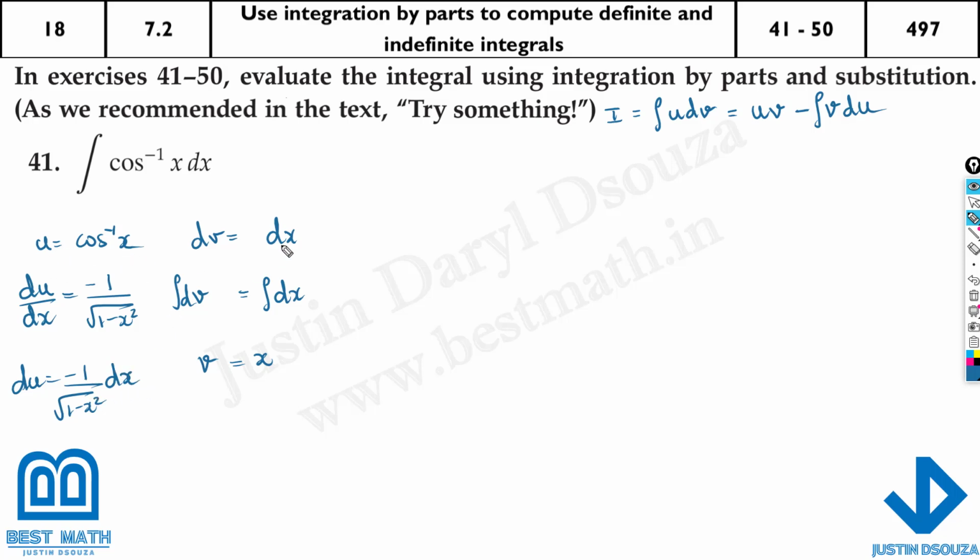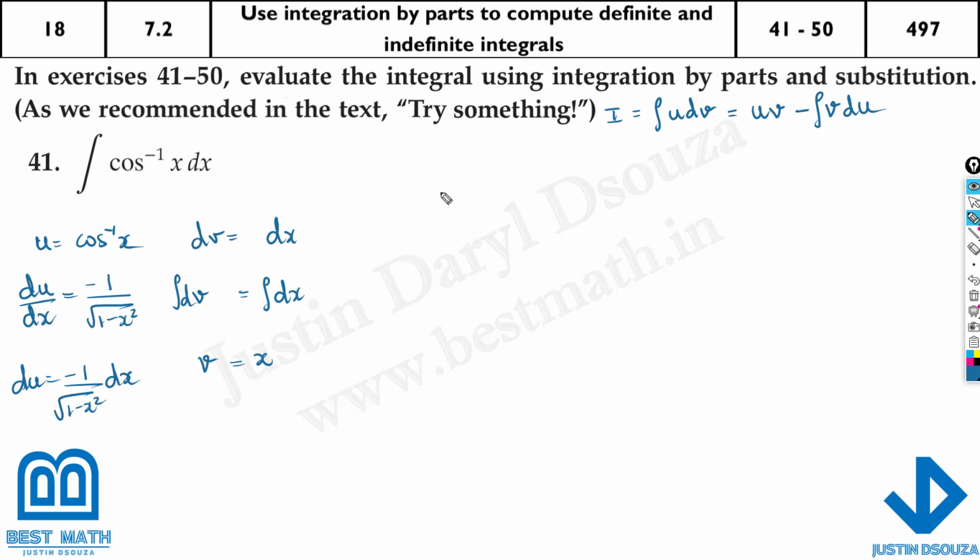Now, this is the first problem, so I'm writing in detail, but you can skip certain steps. Instead of writing du by dx and then moving dx, you can directly write du as the derivative of cos inverse, minus 1 by square root 1 minus x squared, and directly write dx, because you're doing it implicitly. Du is separate and dx is separate. Or if you want to think of it as du by dx and just moving it, it's fine. It's the same thing. Now integrating dv, you'll just get v, which is x. So this is how it is.